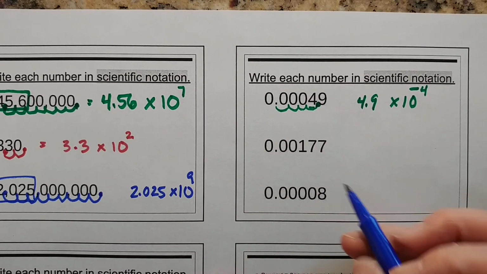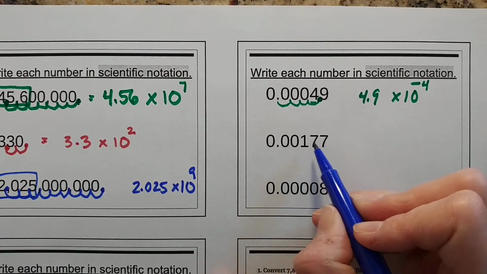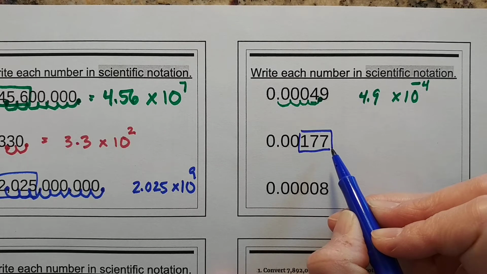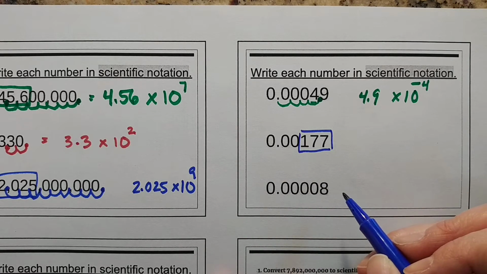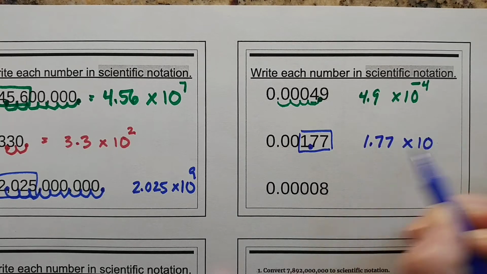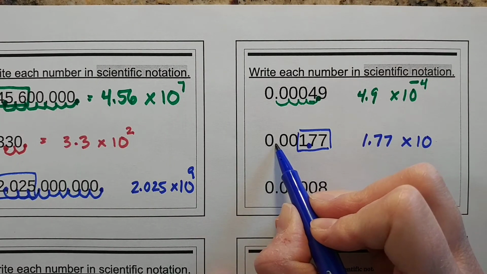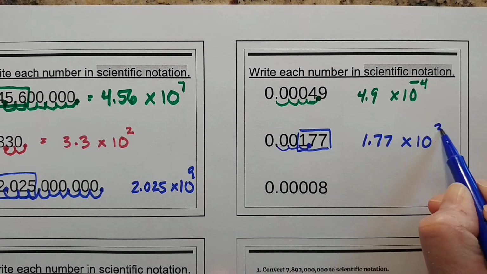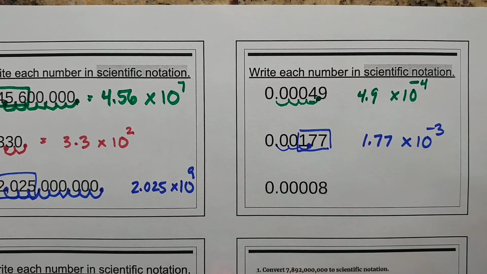Okay, let's try this one. Look at the non-zero digits, 177. Where do we want the decimal point to be? You've got it right here. So 1.77. Now, how many places does it need to move? It's right here. We want to go 1, 2, 3. Again, small number, negative exponent.